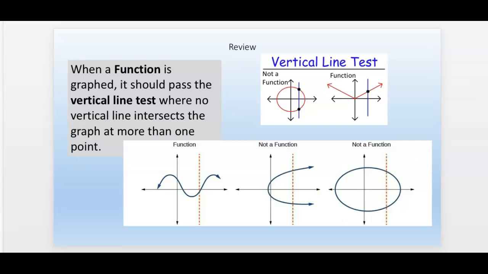Guys, when a function is graphed, it should pass the vertical line test. And this will certainly be on the test. No vertical line should intersect the graph in more than one point. Like this one here intersects in 2 spots. That's not a function. Okay, whereas this one is a function. Up here, absolute value, that's a function.